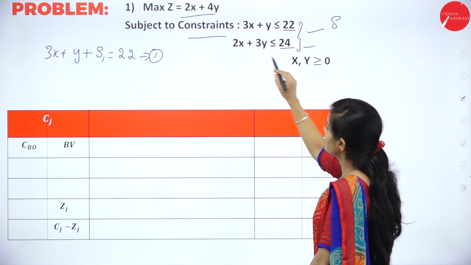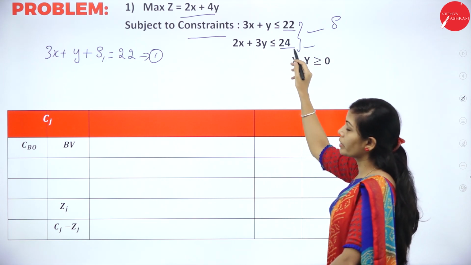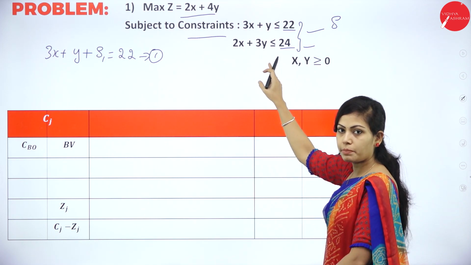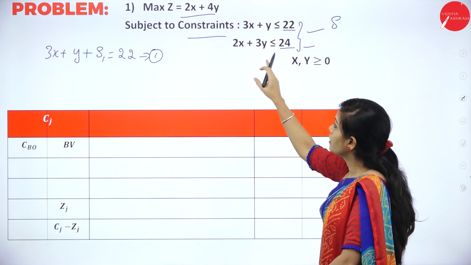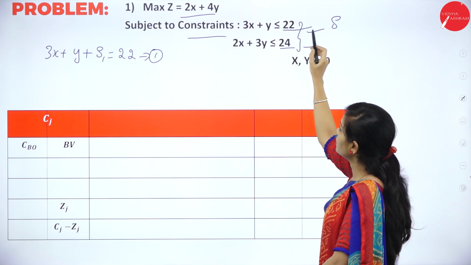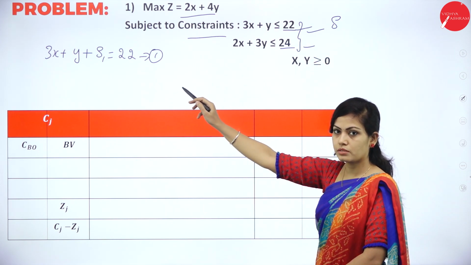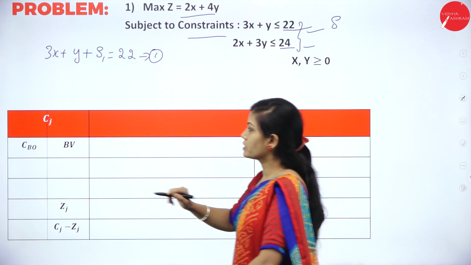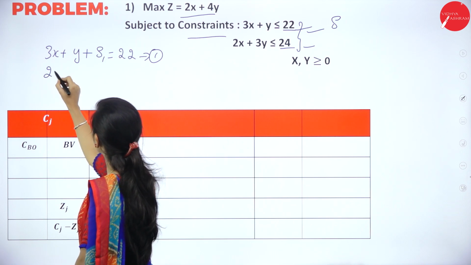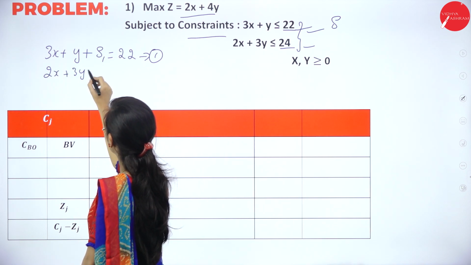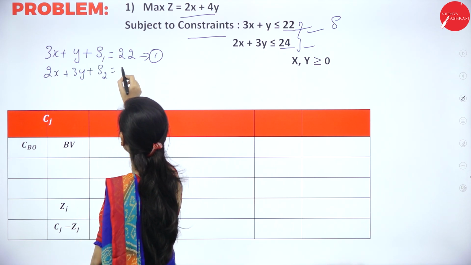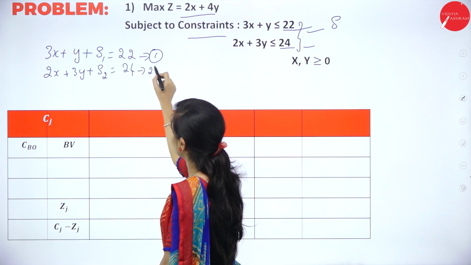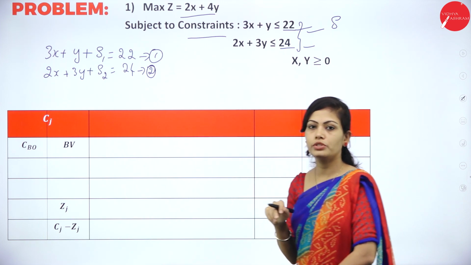And the second constraint is 2x plus 3y less than or equal to 24. By adding the second slack variable, we can convert this into an equation. For equation 1, I have added the S1 slack variable, and for equation 2, I will add S2 as a slack variable. So, 2x plus 3y plus S2 is equal to 24. So, this is equation 2.